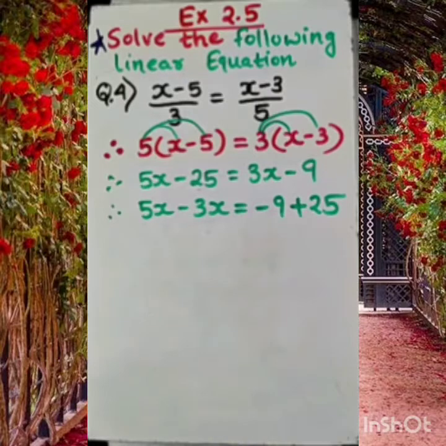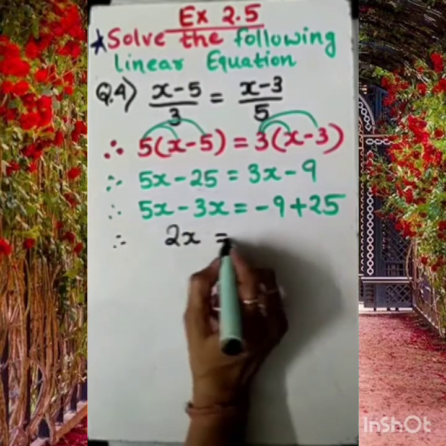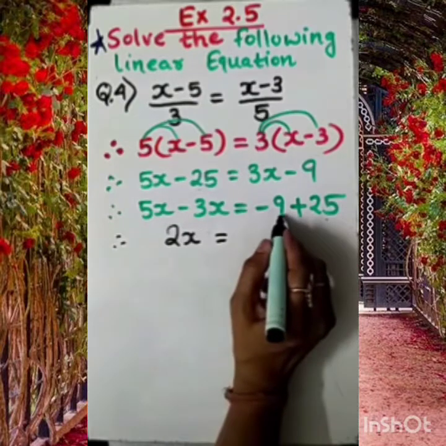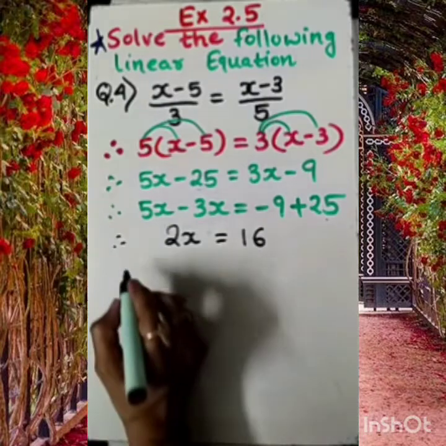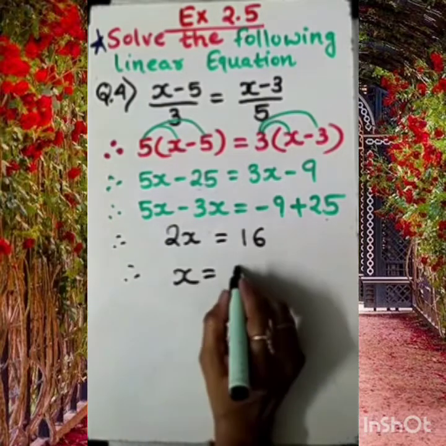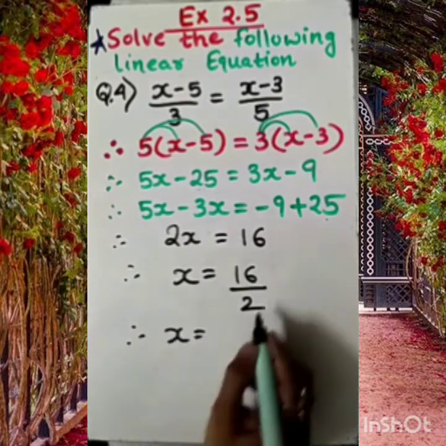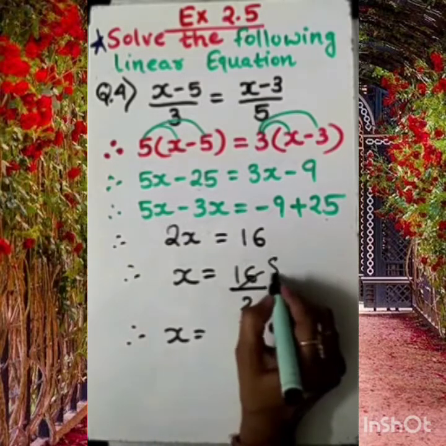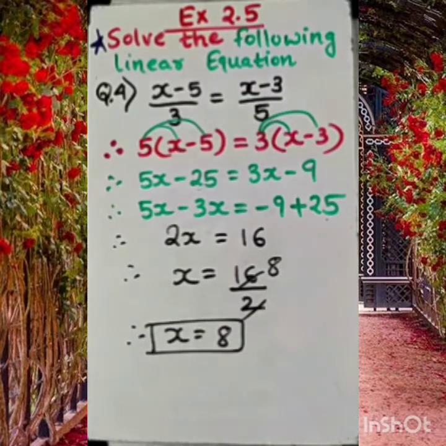So my dear student, 5x minus 3x gives the result 2x. 25 minus 9, we know, is 16. Therefore, the value of x is 16 divided by 2. So x equals 8, when 16 is divided by 2. So the value of the unknown variable x is 8 here. You see?